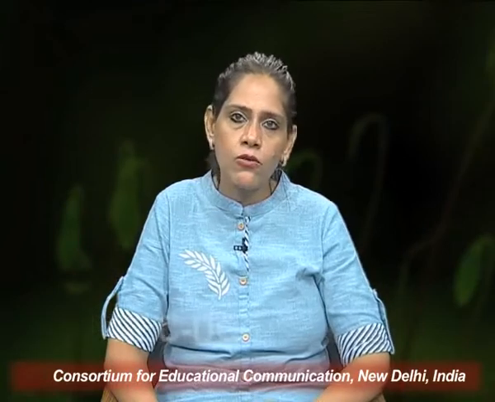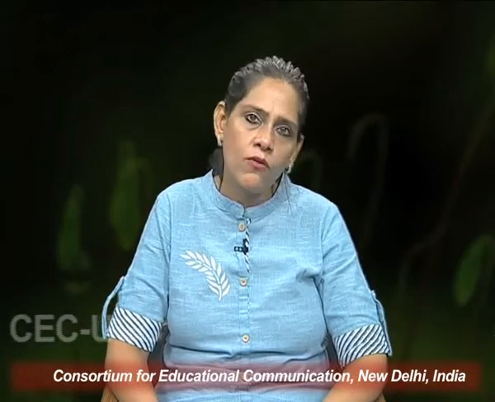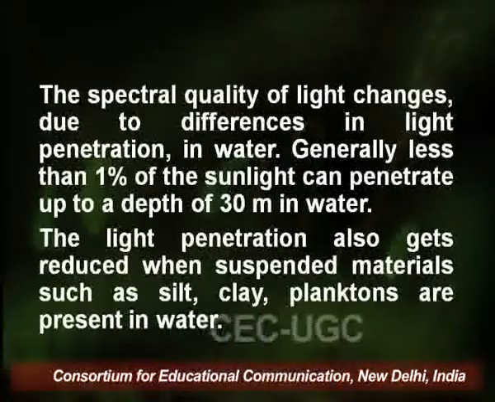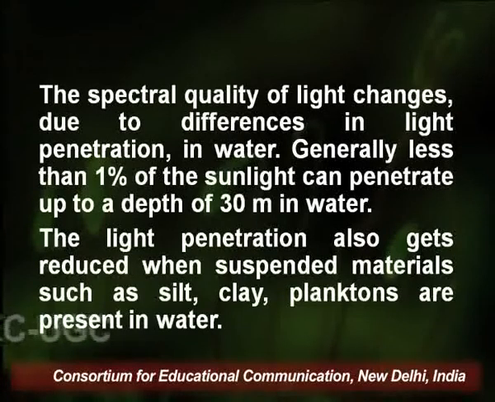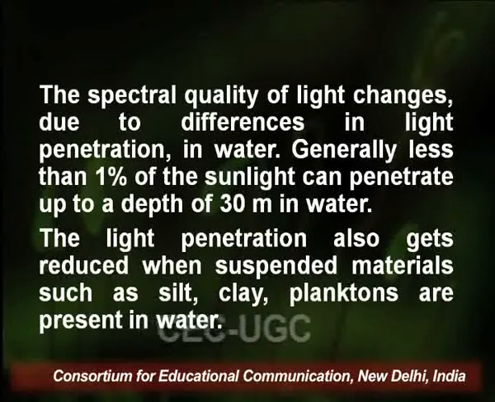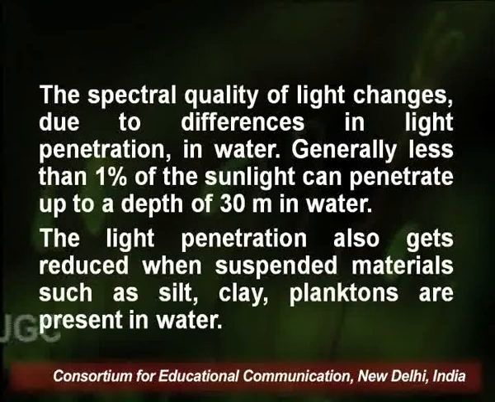In aquatic systems, vertical stratification of light intensity occurs with increasing depth. That also serves the purpose, and with each vertical stratification there is a variety of compensation points. Now, the spectral quality of light changes due to differences in light penetration in water. Generally, less than 1% of sunlight can penetrate up to a depth of 30 meters in water. The light penetration also gets reduced when suspended materials such as silt, clay, and plankton are present in water.